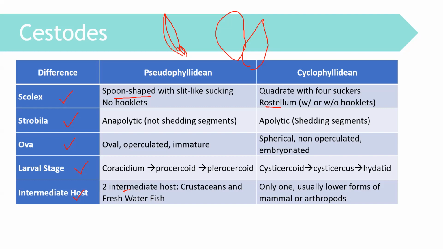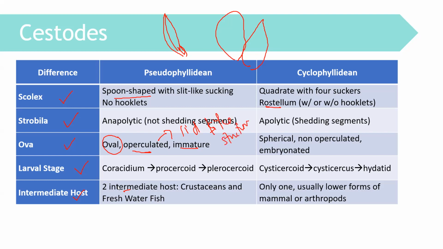In terms of strobila, no, the shedding segment is the strobila of the pseudophyllideans, while for cyclophyllideans, apolytic, no, shedding segments. Kitang-kita mo yung segments ng mga cyclophyllideans. Ova, no, ova is oval and operculated, usually immature. Operculated is the lid-like structure.